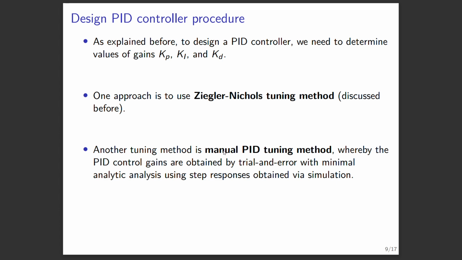But another tuning method is manual PID tuning, where the PID control gains can be found using trial and error. That has minimal analytics, and if you don't have transfer functions, that is desired. So both of these methods can be done if we don't have the transfer function of the system.